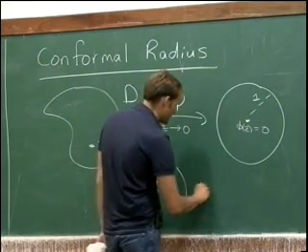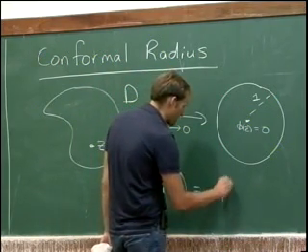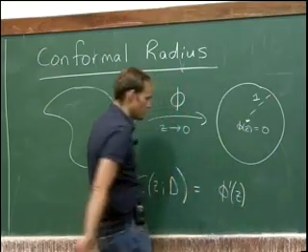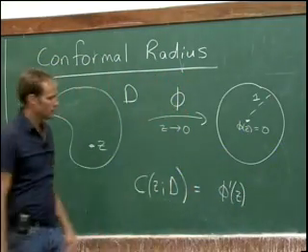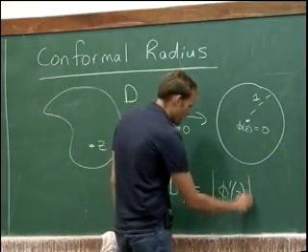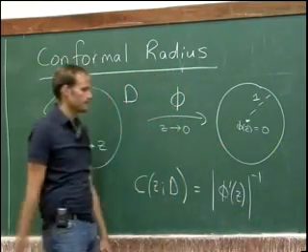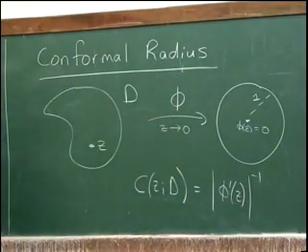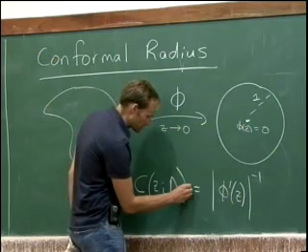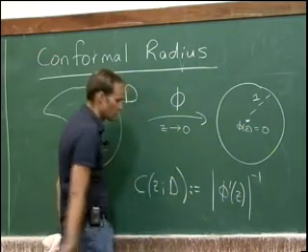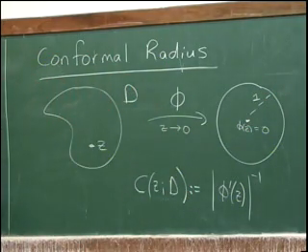that's just defined to be, you take phi prime of z, so the derivative at that point, look at its modulus to the negative 1 power. Okay? So that's just by definition. That's the definition of the conformal radius.